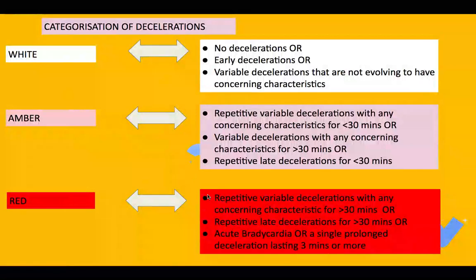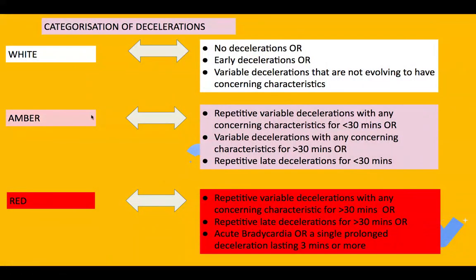This is same, this is same. Then repetitive late deceleration for less than 30 minutes, or repetitive late deceleration for more than 30 minutes. So this guideline is a very simpler version of the previous one. In this guideline, they have simplified it a lot. Otherwise, it was very difficult to remember. Now, only these 2 things you have to remember.